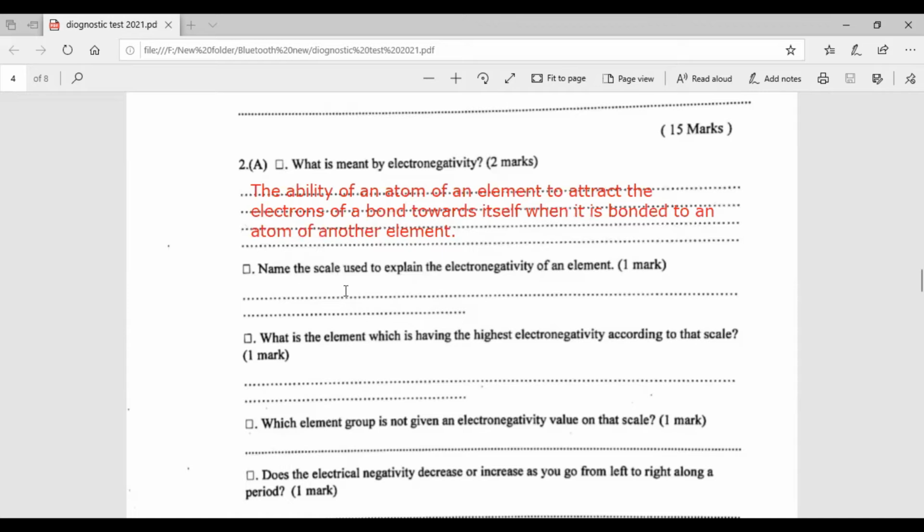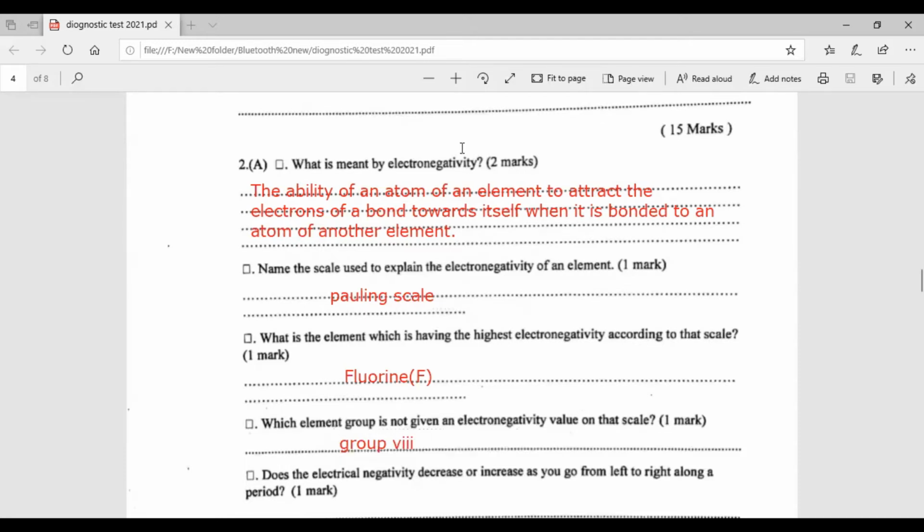Name the scale used to explain the electronegativity of an element. The name of that scale is the Pauling scale. What is the element having the highest electronegativity according to that scale? Fluorine is the answer. Which element group is not given an electronegativity value on that scale? The group 8 is the answer.